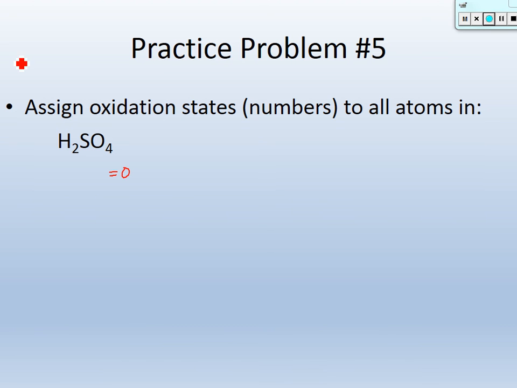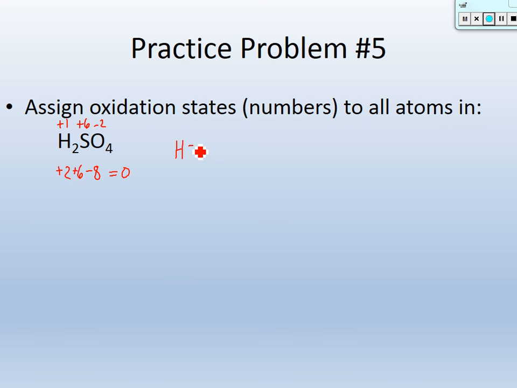Okay, so let's see if we got this right. We've got oxygen, which is always a -2, and we've got hydrogen, which is always a +1. If we do the math on this, -2 times 4 is -8. And the hydrogen is +1 times 2, which is +2. So now all we have to do is figure out what the sulfur is in this case. We know that it sums to 0, so +2 and -8, what's left? It's a +6. So 2 plus 6 is 8, minus 8 is 0. So this would have to be a +6.